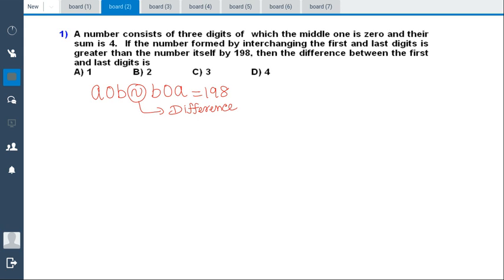The difference between any two numbers is always non-negative. It can be 0 if both the numbers are the same. Okay, right. So what is difference? Difference is normally defined as the largest minus smallest, or in basic statistics, it is called the range. So we are going to find the difference between the first and last digits. This is given, and also given A plus B equal to 4, the sum of the digits.